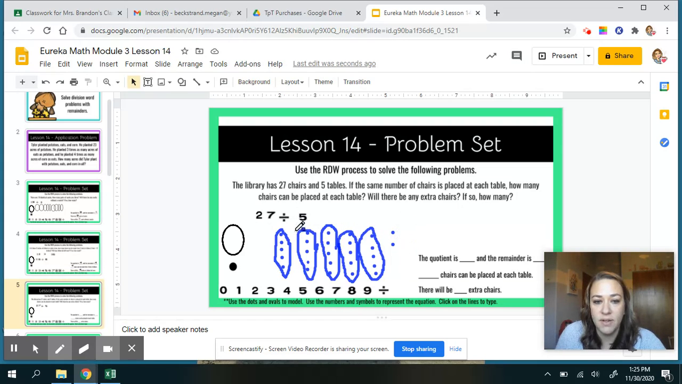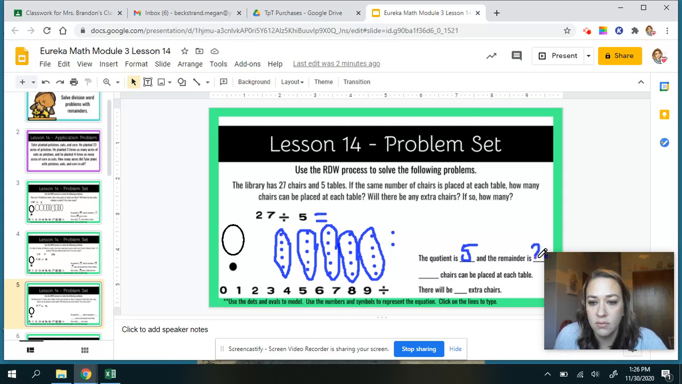So 27 divided by 5, we were able to make 5 equal groups. Uh-oh. I did that last time and I couldn't bring it back. So our quotient is 5 because we were able to make 5 equal groups. The remainder was 2. We had 2 left over. So 5 chairs will be placed at each table and there will be 2 extra chairs.